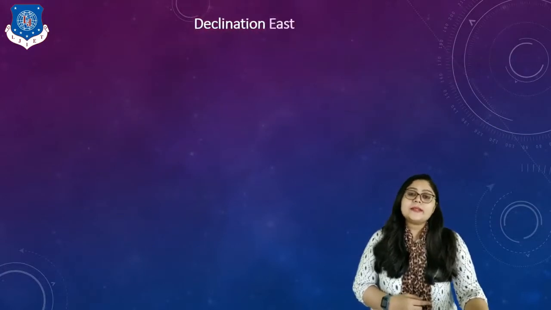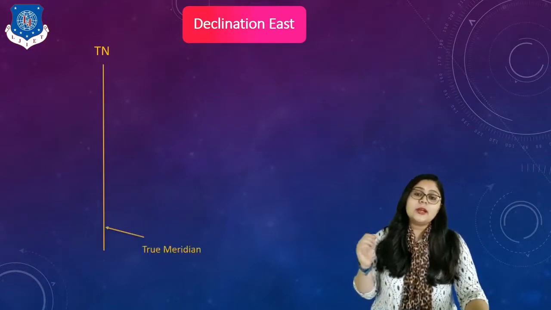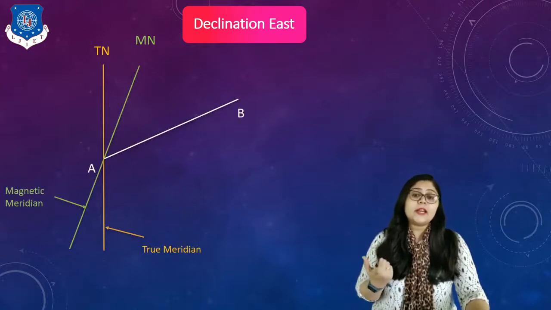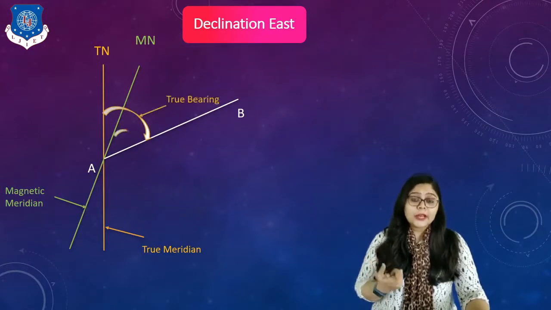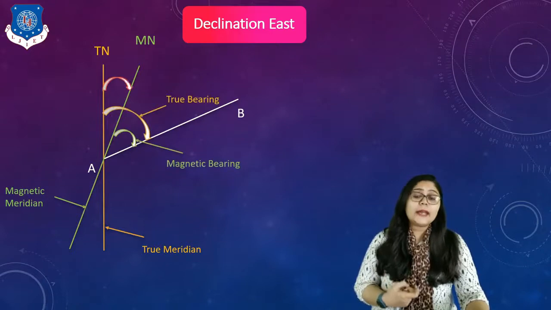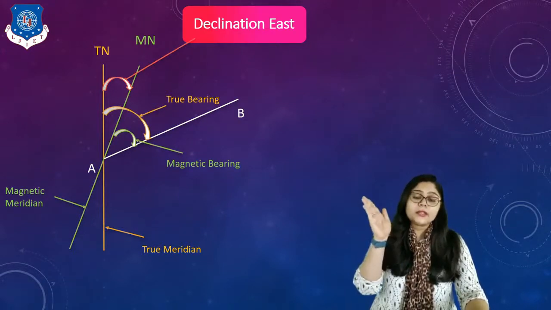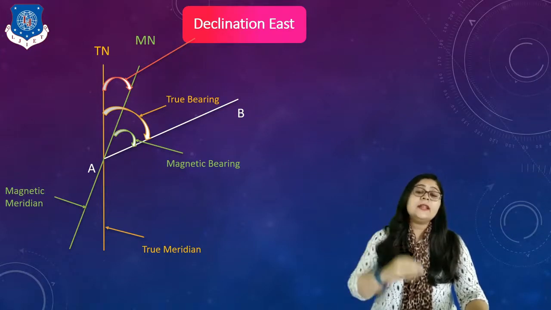Now let's understand declination east. So as I said, that is my true north, it means the true meridian. Magnetic north means the magnetic meridian, my survey line AB, the true bearing of the line, the magnetic bearing of the line, and this is my declination east. In west, the magnetic north is in the west direction, but now my magnetic north is in the east direction.